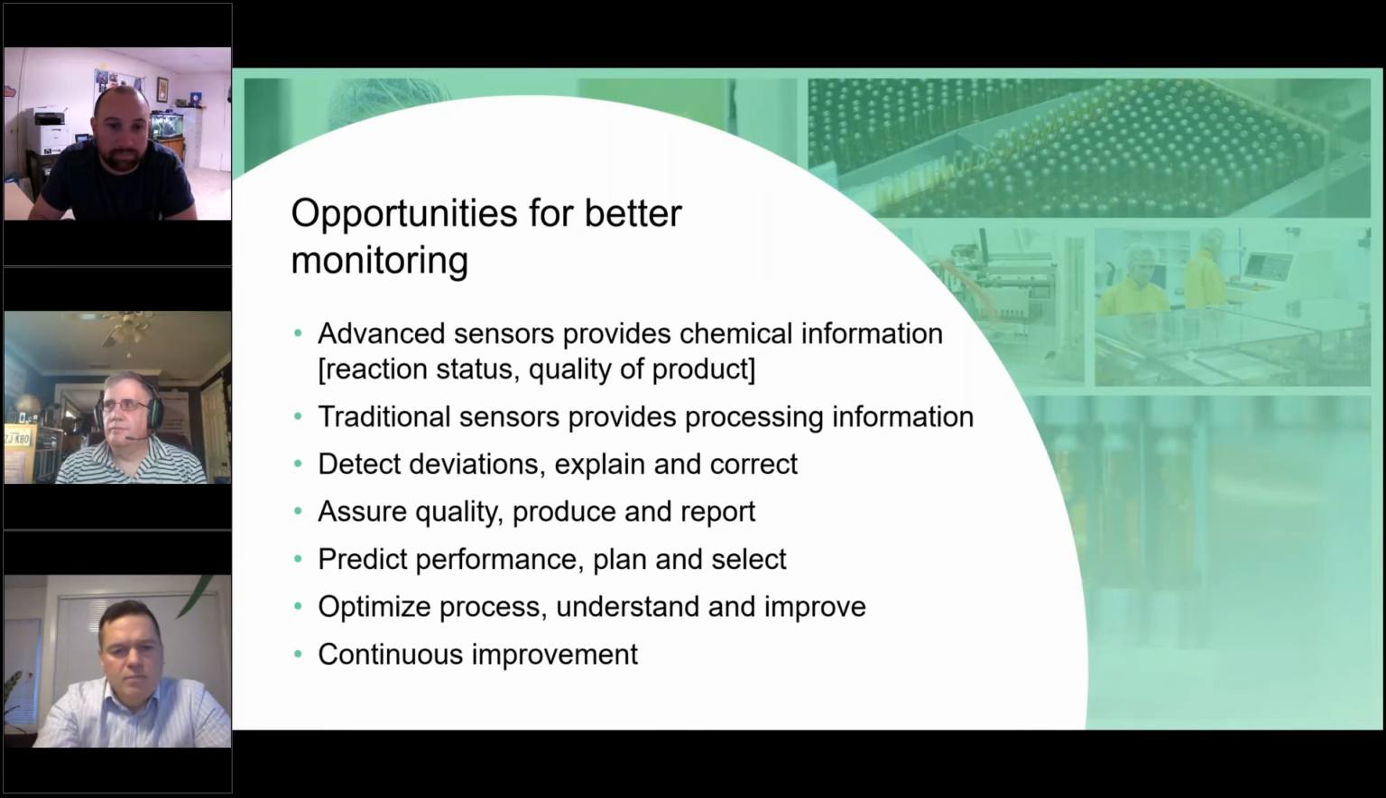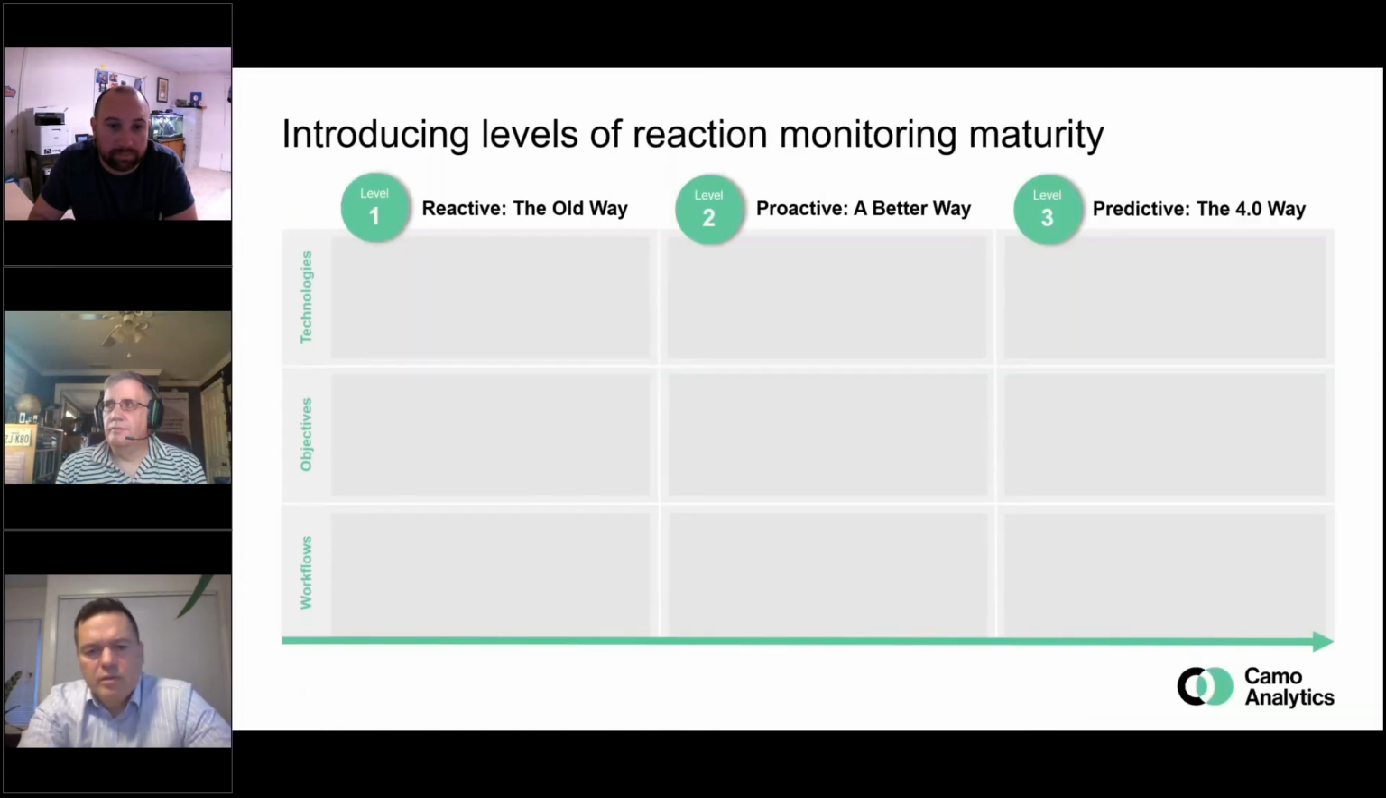And all of this is linking back to what we could call continuous improvement. And if you're thinking then a little bit about these levels of reaction monitoring maturity, Chuck, you have a point there, right? Yeah. So we wanted to provide a framework to help everyone understand where along the maturity curve they are. And so this framework is a 3-level framework where level 1 is, we call it reactive, 2 is proactive, and 3 is predictive. And so you'll notice there's 3 rows here that are attributes of these 3 levels of maturity.